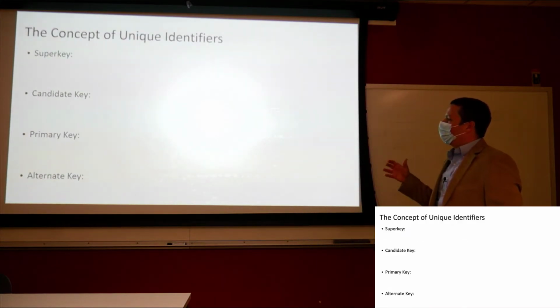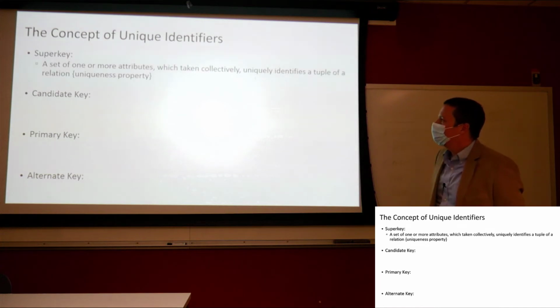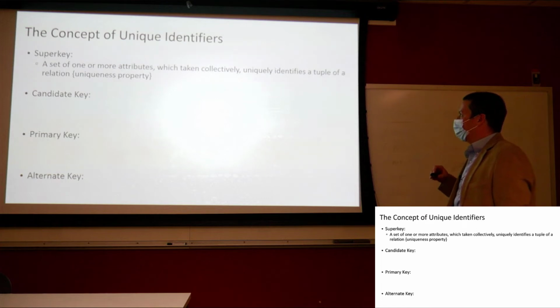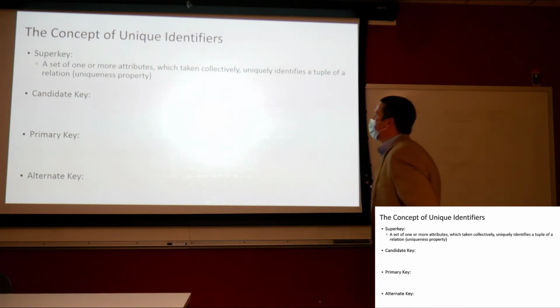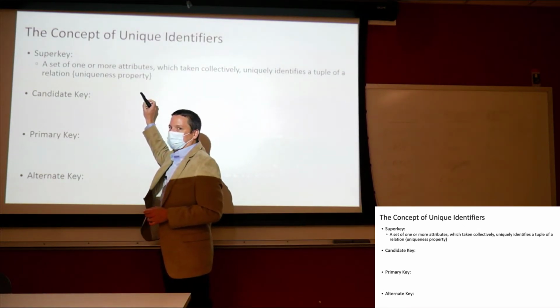So we have these four types of keys that we're going to be talking about that describe the uniqueness of our tuples: superkeys, candidate keys, primary keys, and alternate keys. So a superkey is a set of one or more attributes which, taken collectively, uniquely identifies a tuple of a relation. So we say a superkey has the property of uniqueness.